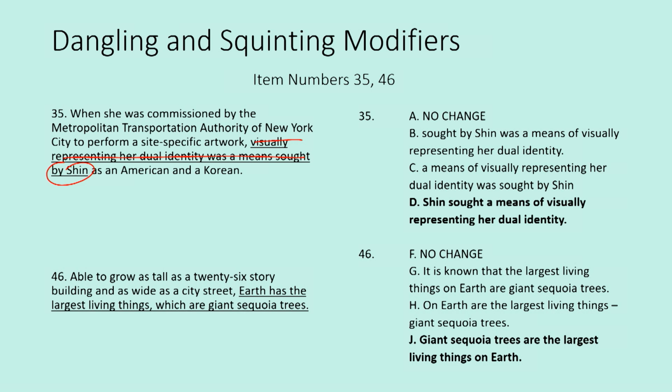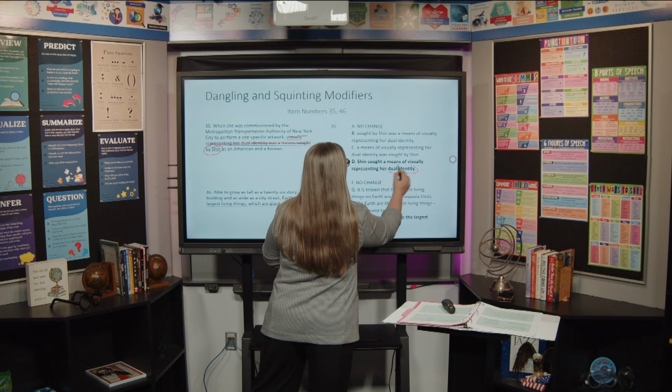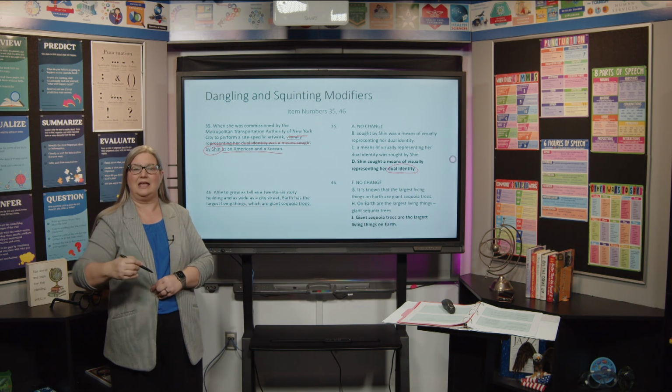That too is unclear. So now let's look at the best answer according to ACT. When she was commissioned by the Metropolitan Transportation Authority of New York City to perform a site-specific artwork, Shin sought a means of visually representing her dual identity as an American and as a Korean. You see that? So she's talking about here her dual identity, and it is immediately followed by as an American and a Korean.